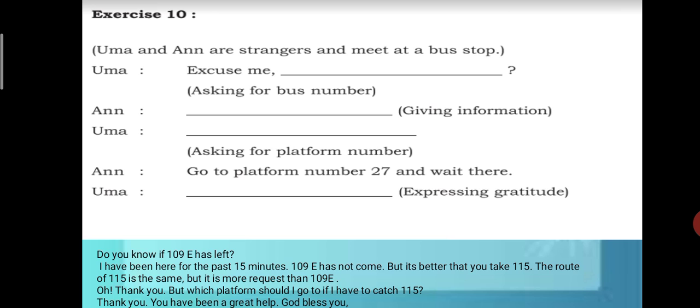Okay, Uma, excuse me, do you know if 109E has left, that is the bus number? And giving information, I have been here for the past 15 minutes. 109E has not come, but it's better that you take 115. The route of 115 is the same, but it is more crowded than 109E. So she is telling her to go by another bus. Next, Uma. Oh, thank you. But which platform should I go to if I have to catch 115?